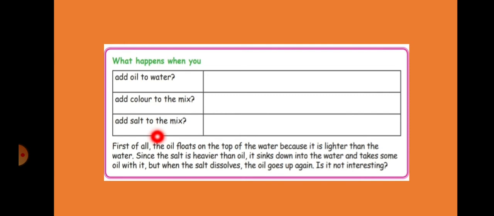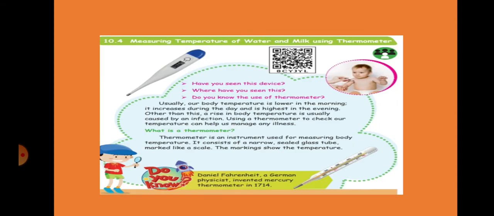immediately that salt will go to the bottom and it will also take some oil along with it. So what will happen? The oil will go down and then when the salt gets dissolved, it will float up again. Okay, this is the experiment. Next we have learned about the thermometer.